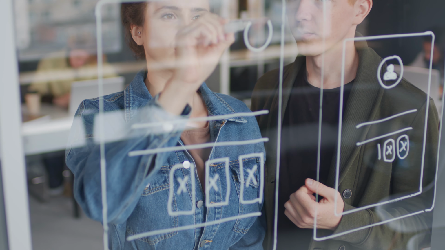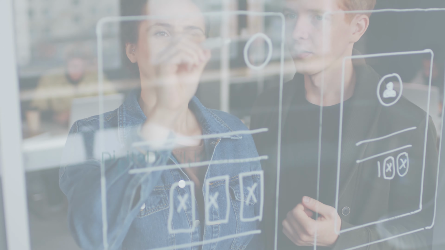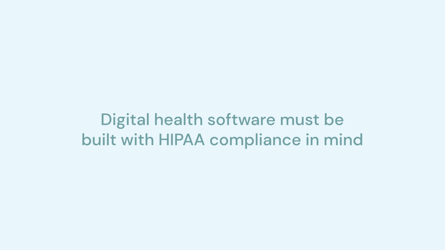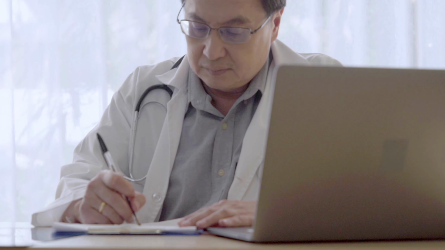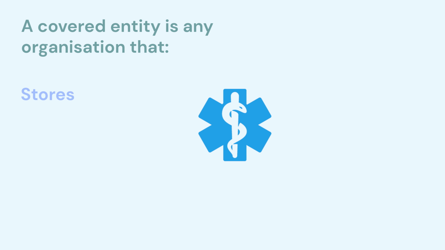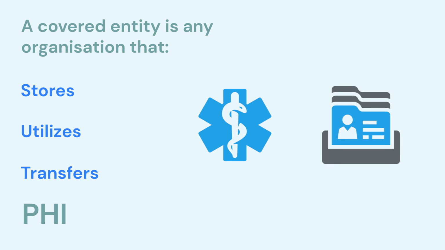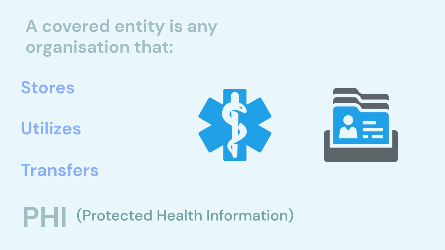This means that whenever you're building digital health software, HIPAA has to be taken into account from the ground up in the development of your software. So what's a covered entity under HIPAA? Originally, it was a small list of healthcare providers and health insurance plans. However, now a covered entity is any organization that stores, utilizes, or transfers PHI, or protected health information.